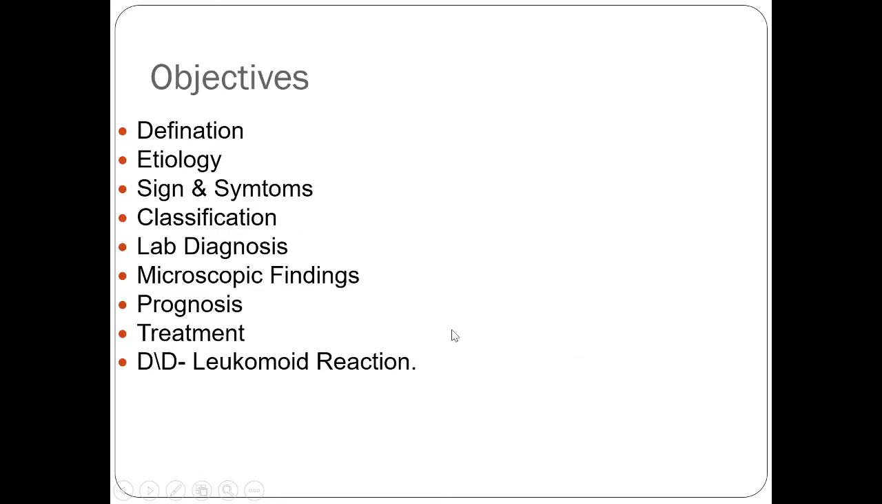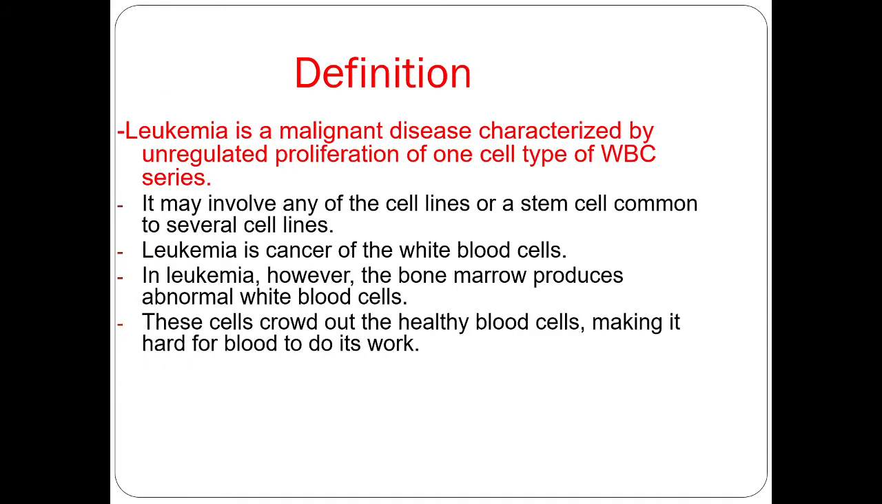Now leukemia. In leukemia we will see the definition, etiology, signs and symptoms, classification, lab diagnosis, microscopic findings, prognosis, treatment and differential diagnosis. First, definition. Leukemia is a malignant disease characterized by the unregulated proliferation of one cell type of the WBC series. It may involve any cell line or a stem cell common to several cell lines. Leukemia is a cancer of the white blood cells.